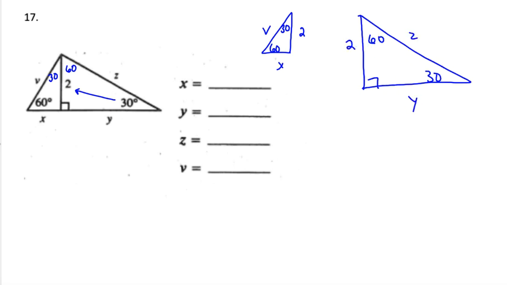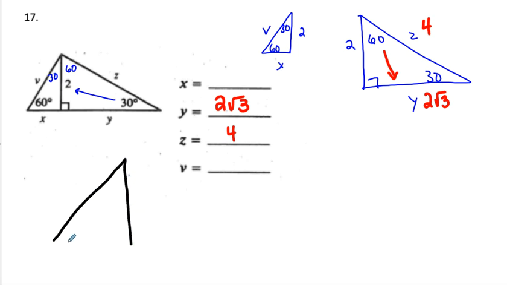All right, so remember, the short leg is S. So that means the side opposite 60 would be S root 3, so 2 root 3, and the hypotenuse would then be 4. So I have 4 and y, which is 2 root 3. It's this little triangle that's kind of bothering me. Actually, let me make it a little bigger. So 60, 30, 2, right angle, and I want x and v.